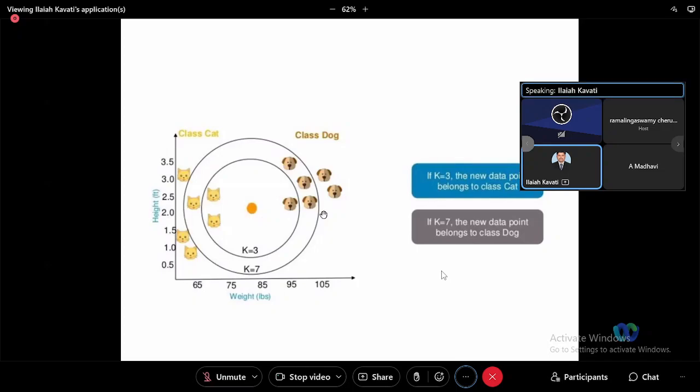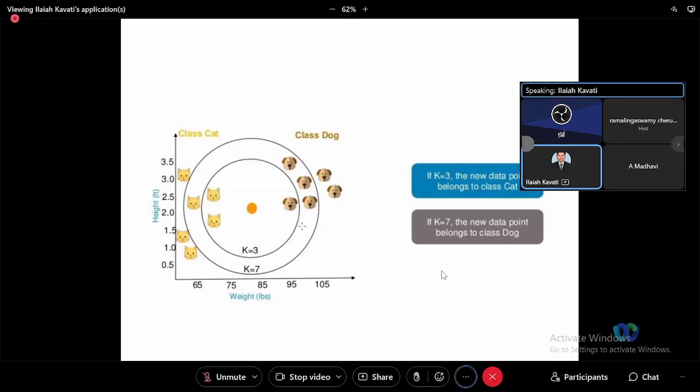Now, if I increase the k value, let us assume k is chosen as 7. Just see here, if I choose k as 7, that's our second circle, the outer circle including the inner circle. Among the nearest 7 objects, 3 are cats and 4 are dogs. Now tell me to which class this particular object belongs. So, to the class dog.